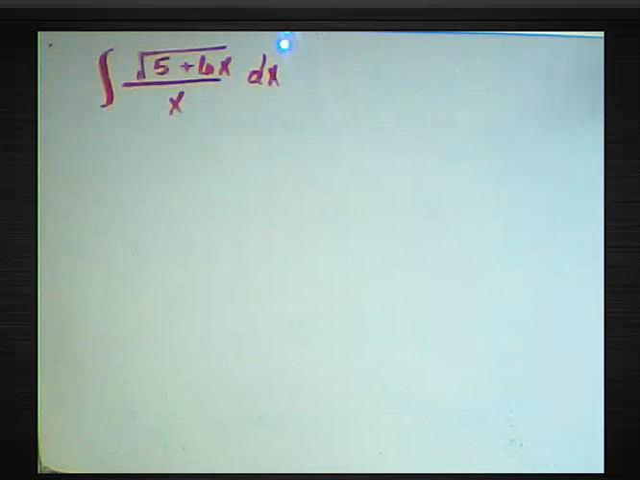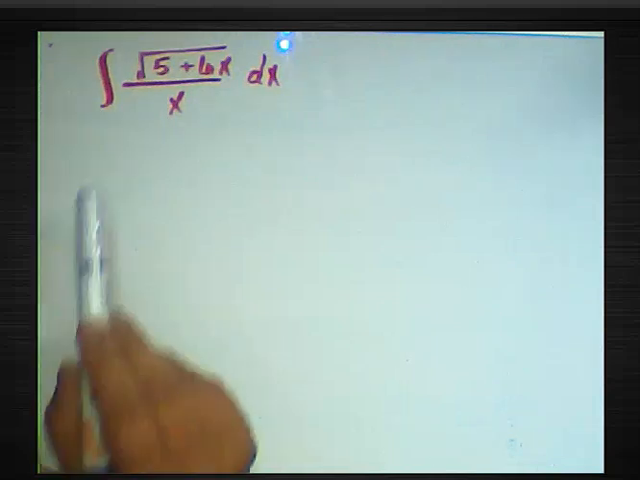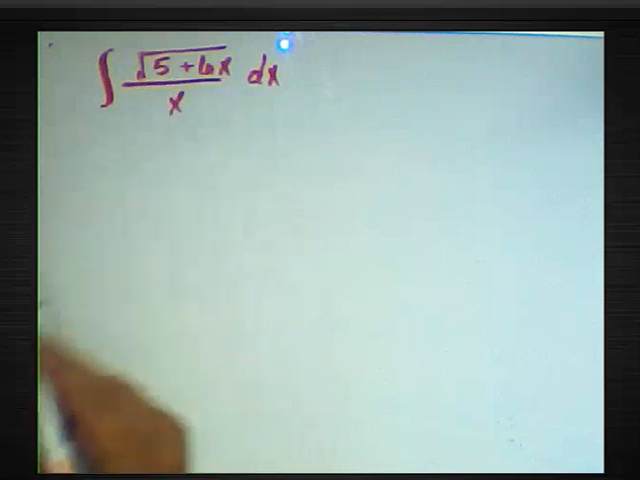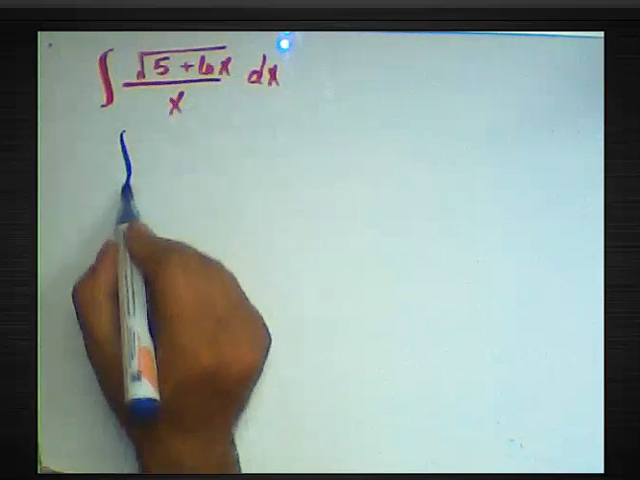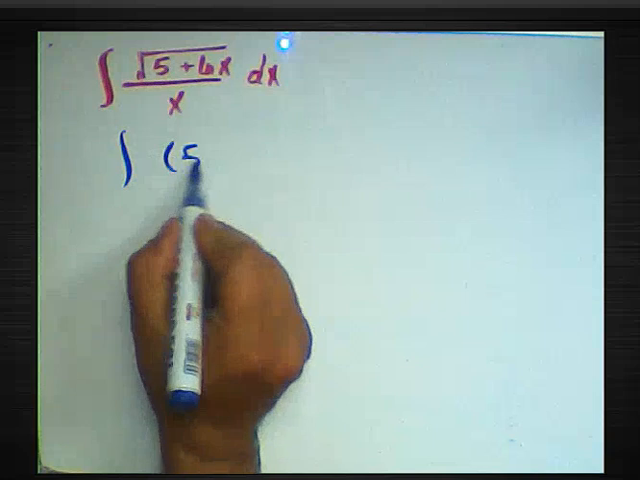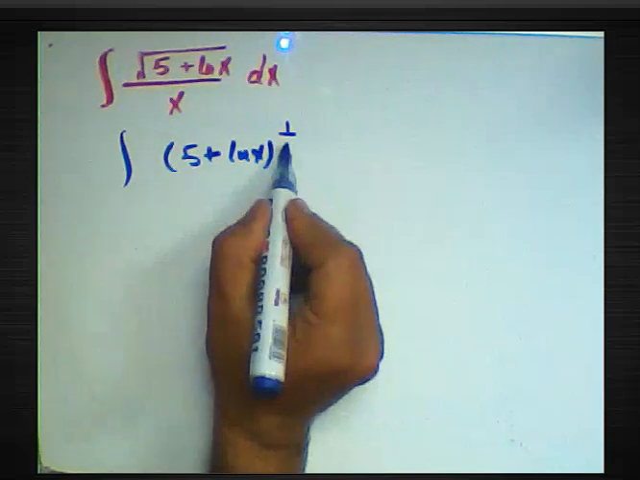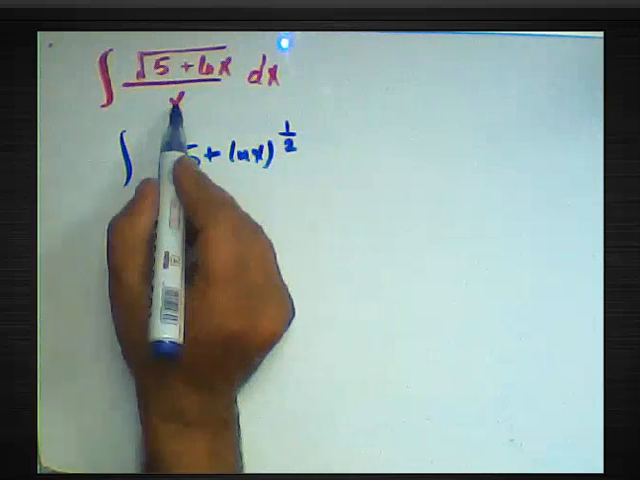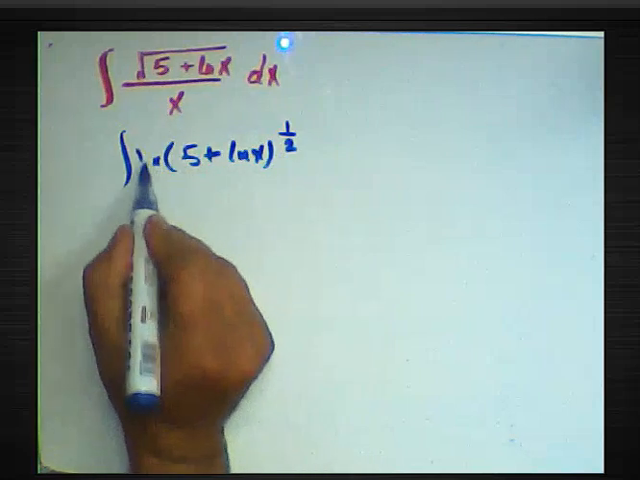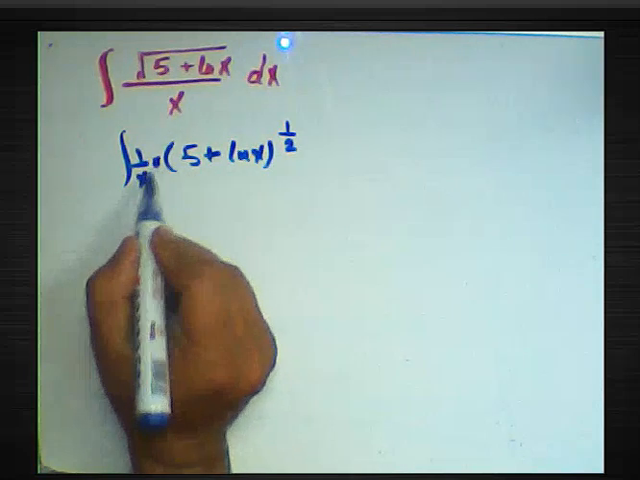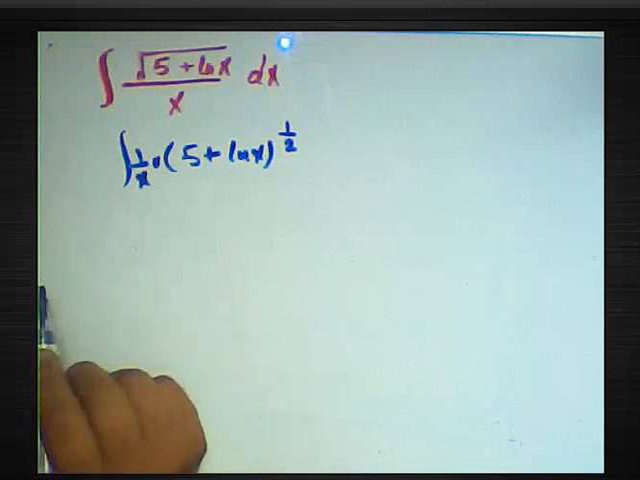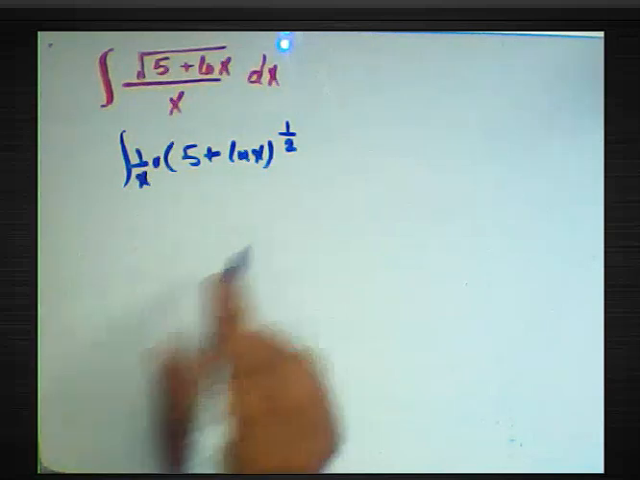Hey, how are you? In this example, you want to find the integration of the square root of 5 plus ln of x, over x, dx. We know this function, 5 plus ln of x under the square root, we can write with power half. And divided by x means multiplication by 1 over x. Then ask yourself, we have two functions in this example.